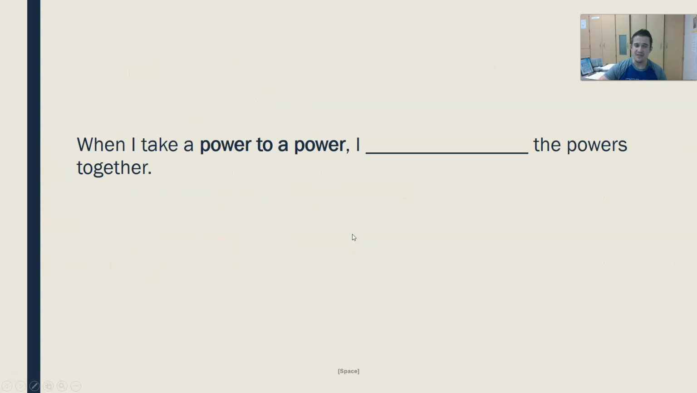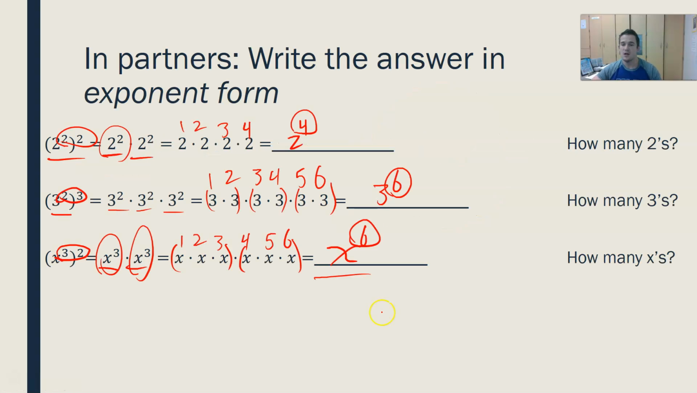Okay, that's the power rule. When I take a power to a power, or an exponent to another exponent, I multiply the powers together. So for example, here I had 2 squared to the 2nd power. I multiplied those powers together and got 2 to the 4th. 3 squared to the 3rd power, I multiplied those powers together and got 3 to the 6th. X cubed to the 2nd power, I multiplied those powers together and got x to the 6th. So that's a handy way to remember: when I take a power to another power, or an exponent to another exponent, I multiply them together.